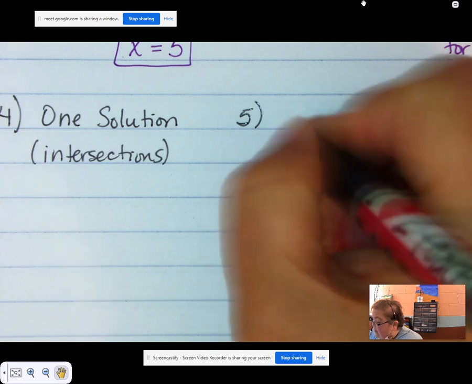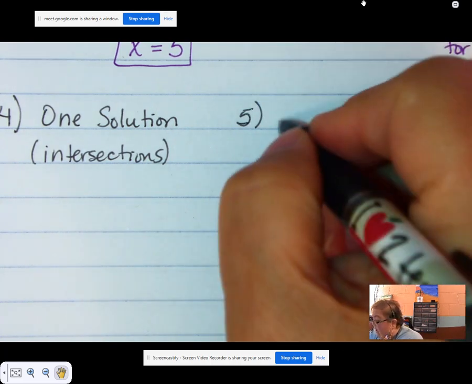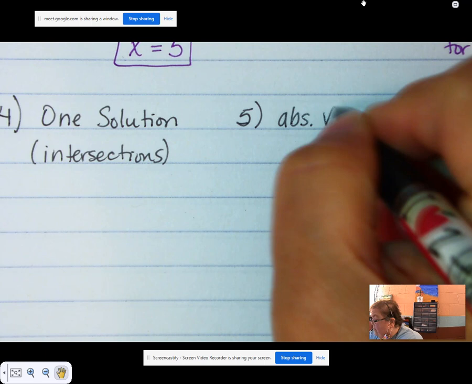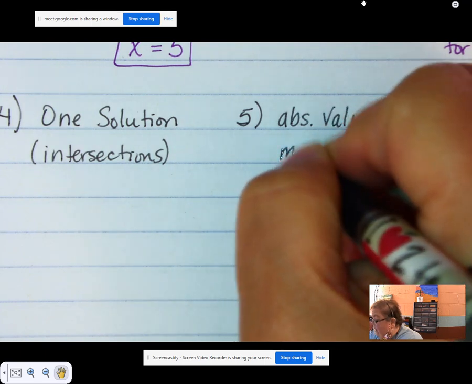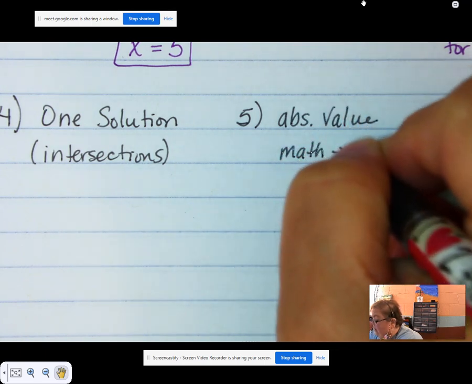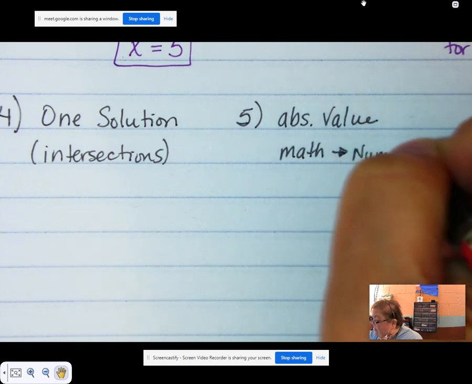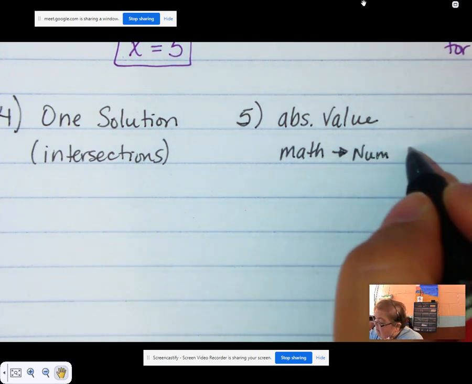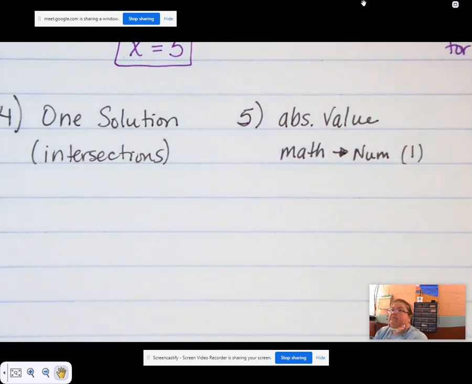Number 5, your note is for absolute value. You go to math, arrow over to numbers, and it's the first one. Calculator functions will not be told to you. Okay? Just letting you know.